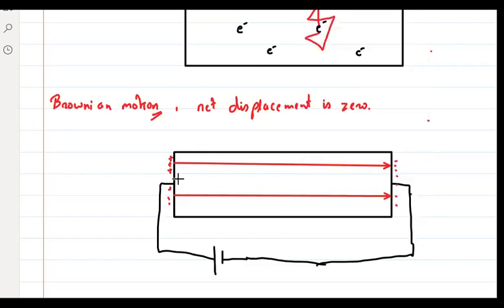Now, what will happen to the electrons? If electric field is like this, the electron will experience a force now. Yes or no? Very intuitive. Even though they are moving in random directions, they will have a net force in this direction. Because the electron is negatively charged, the force is opposite to the electric field. Okay? Anyone have any doubt at this point?